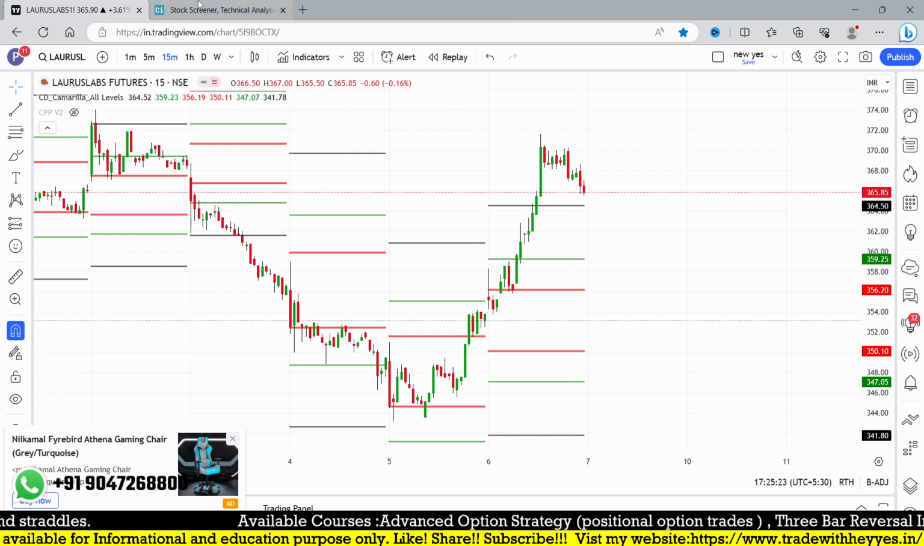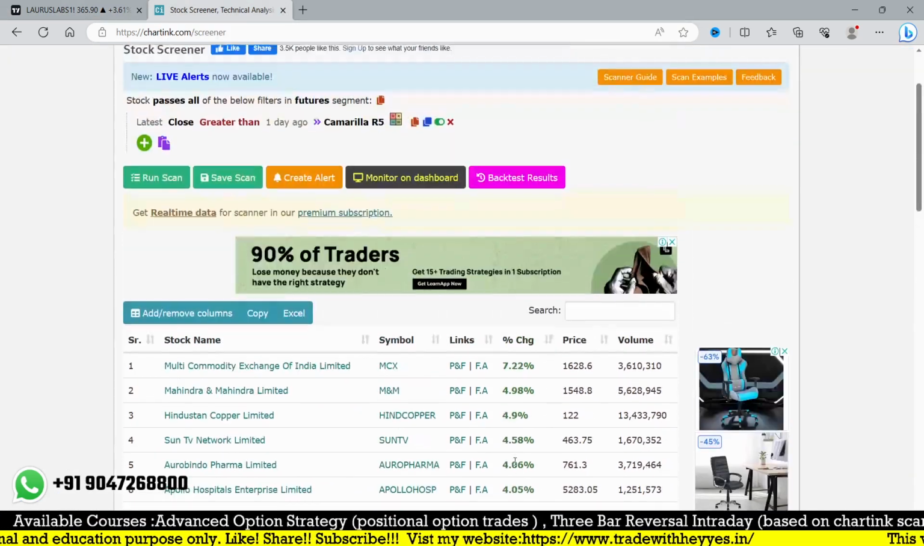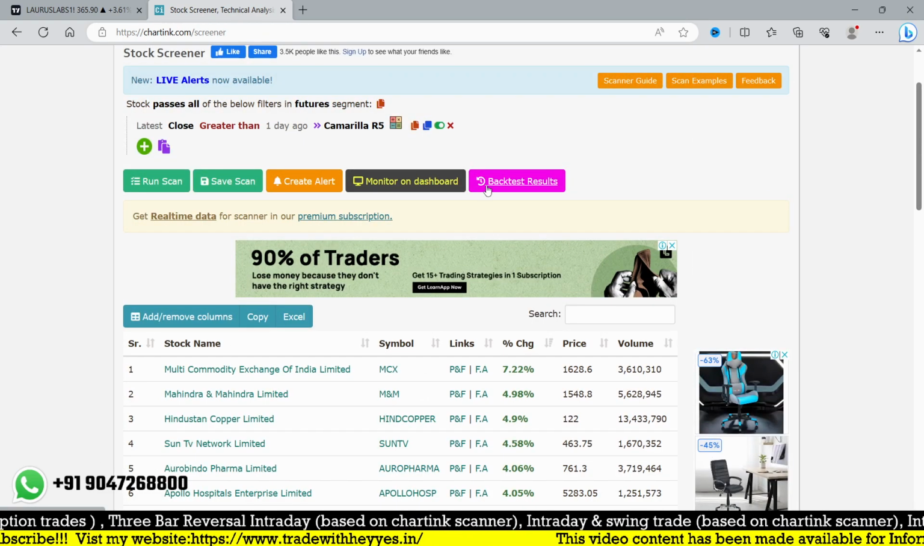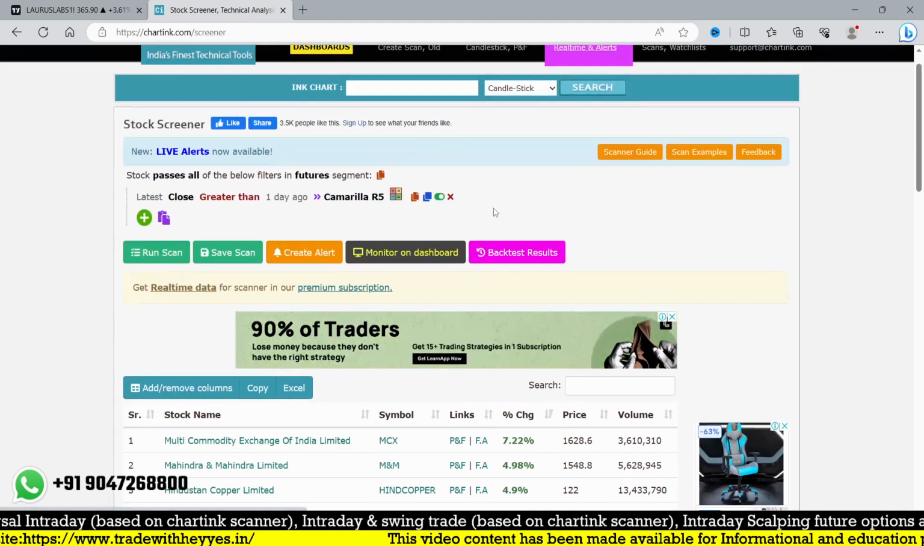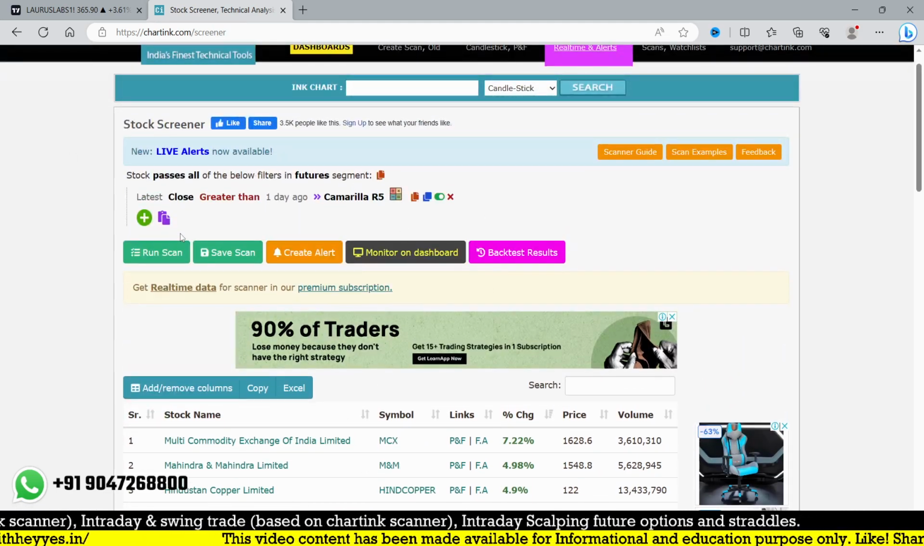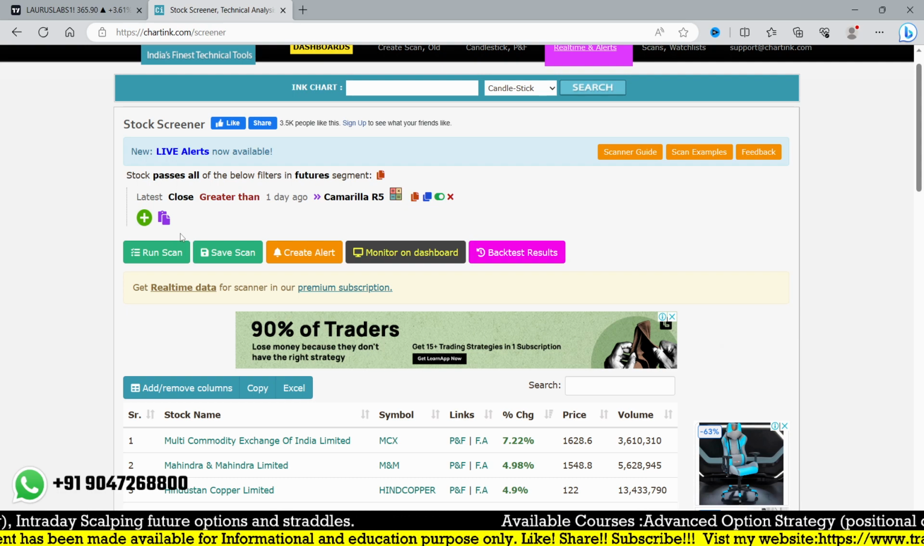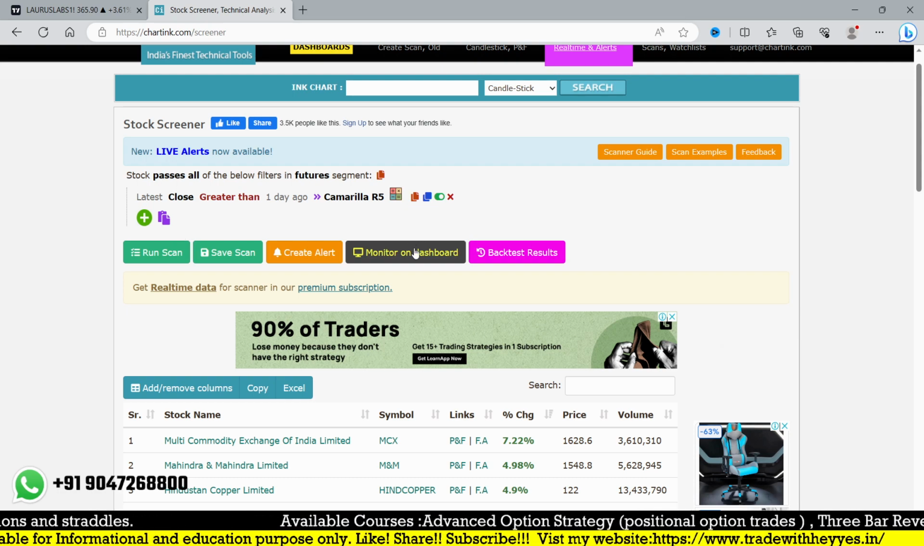Okay. So the scanner will help you to find the breakout stocks. That is, the stocks which are greater than the Camarilla R5. So how did I find a reversal? Maybe this one will help you. Latest close must be greater than one day ago Camarilla R5. So that will help us find the stocks which are going to be greater than.